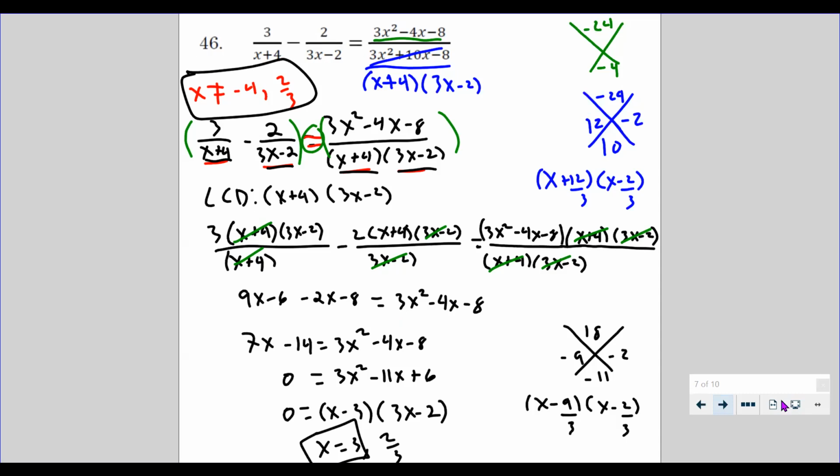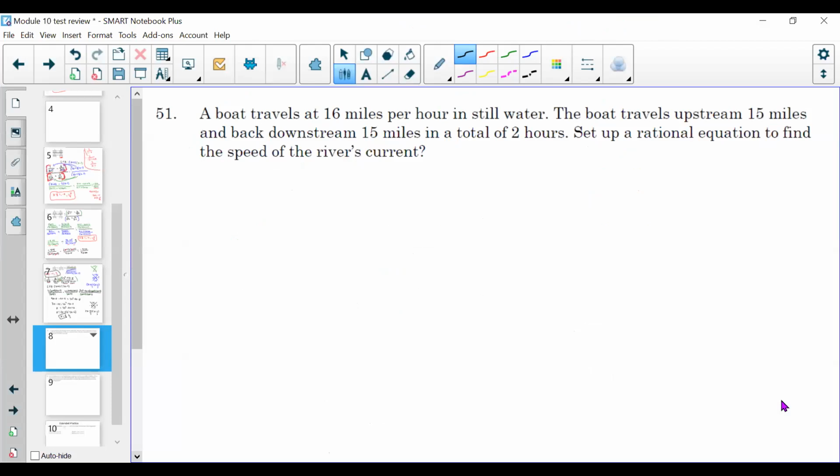All right, now let's do some more problems. So, number 51, a boat travels at 60 miles per hour in still water. So this right here is the speed of the boat without anything pushing against it or pushing with it. The boat travels upstream 15 miles and back downstream 15 miles in a total of 2 hours. So that tells me that the time upstream plus the time downstream, that's supposed to be a down, let's go ahead and fix it, equals 2 hours because it goes upstream and downstream in a total of 2 hours.